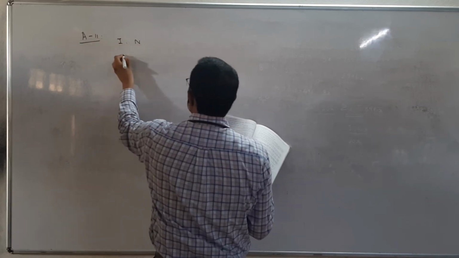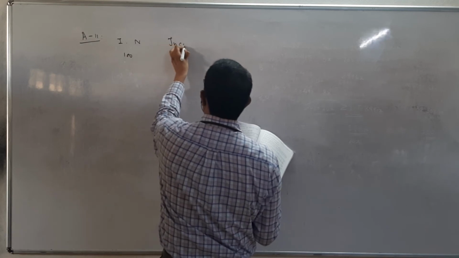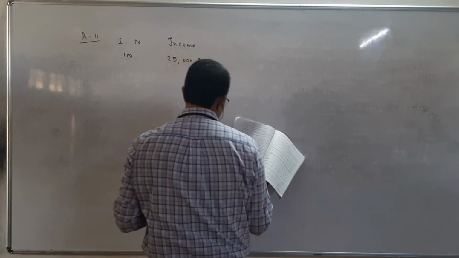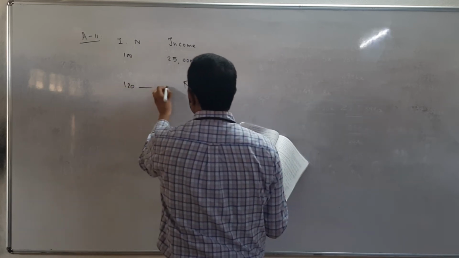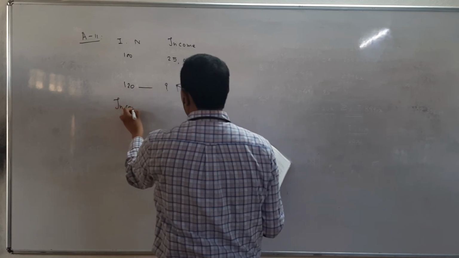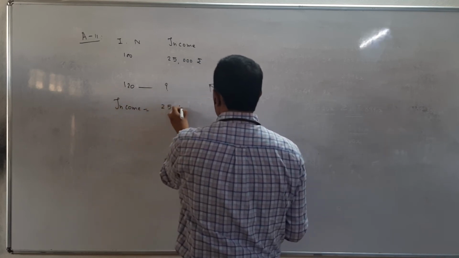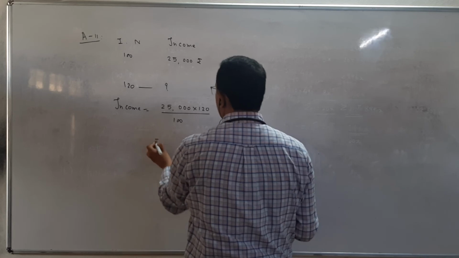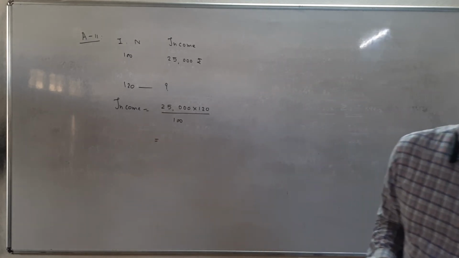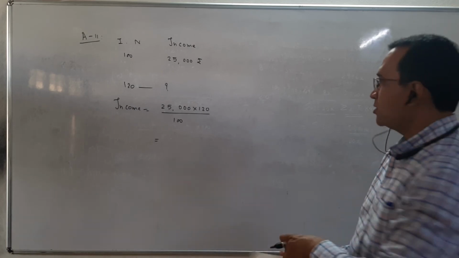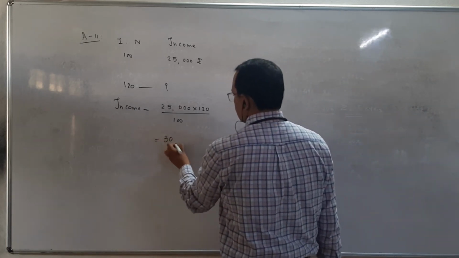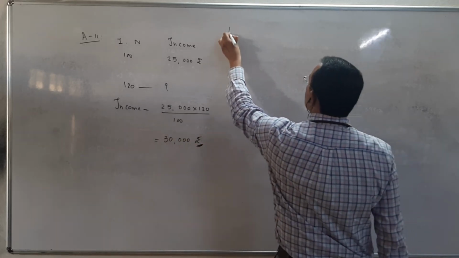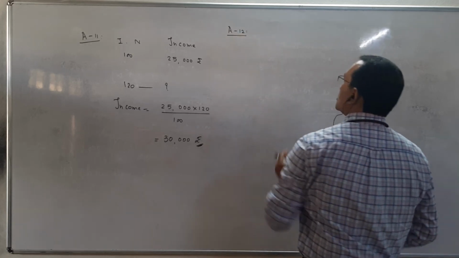Base year index number is 100. At that time, the income was 25,000 rupees. Now, when the index number changes to 120, what should be the income? 25,000 into 120 divided by 100. And students, this comes out to be 30,000 rupees. That's all. This comes out to be, students, 30,000 rupees.